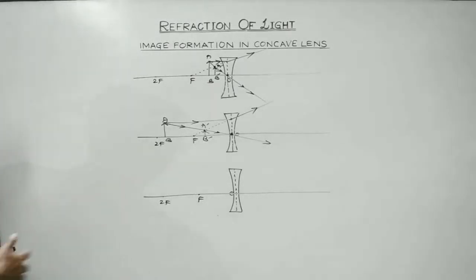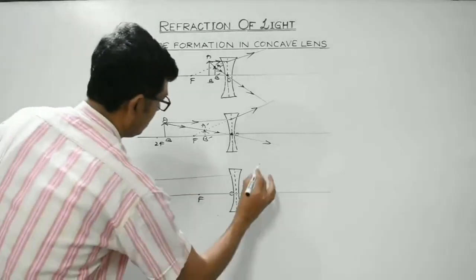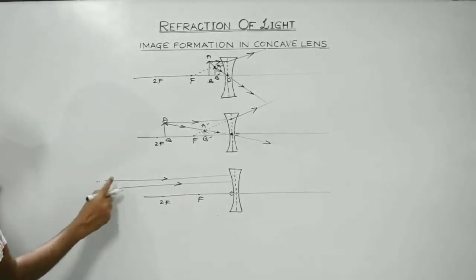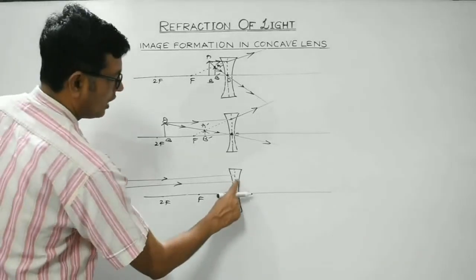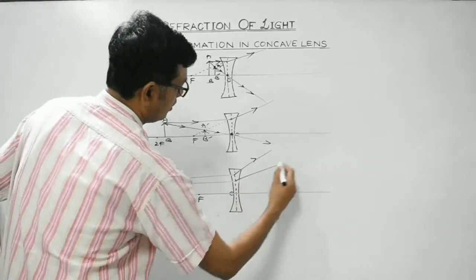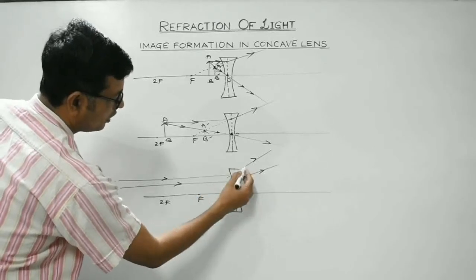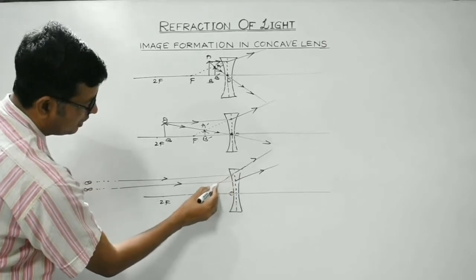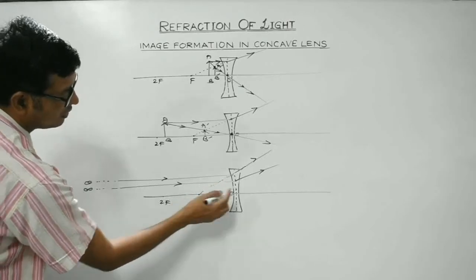So, if the object is placed at infinity, infinity means like this, a parallel beam will be obtained, like this. These are the rays which are coming from infinity. Object placed at infinity. So what will happen is, it will appear as if the rays are coming from the focus. So if you tend to join these points, it will appear as if these rays are coming from a point on the principal axis, and that point is the principal focus.